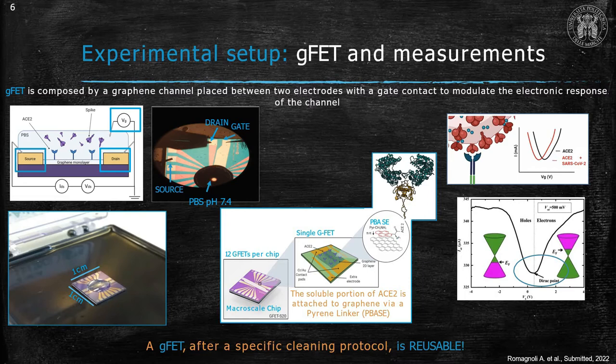charges to flow. And we have used a linker molecule to attach the receptor on the surface of the graphene. We have used the P-base, a heterobifunctional molecule that is able to establish a pi-pi interaction with the graphene and covalent bonds with the primary amine of the amino acids composing the receptor. It's important to remember that after a specific cleaning protocol, a GFET can be reusable.